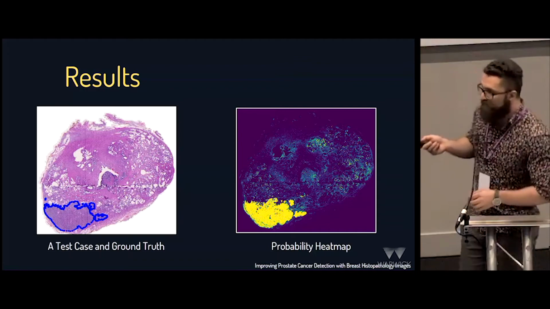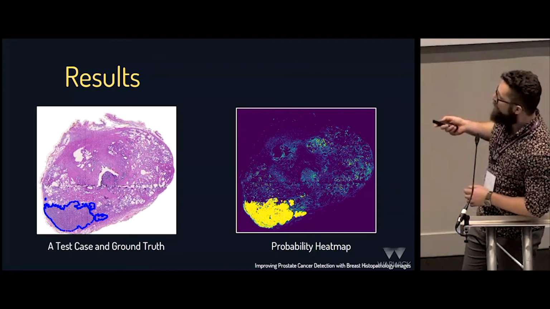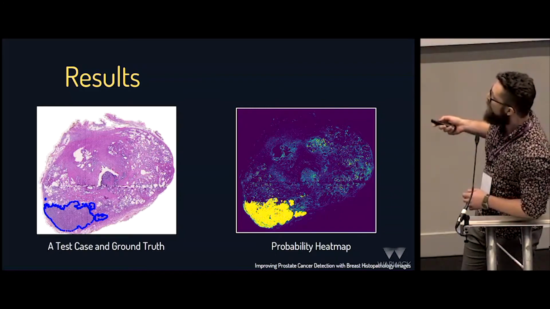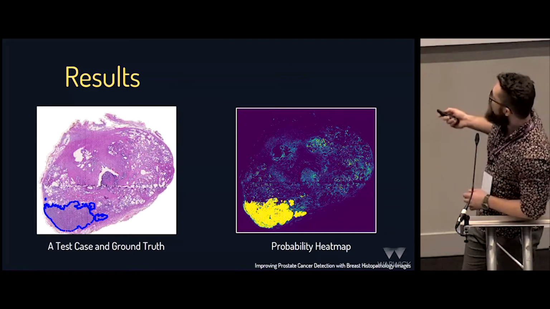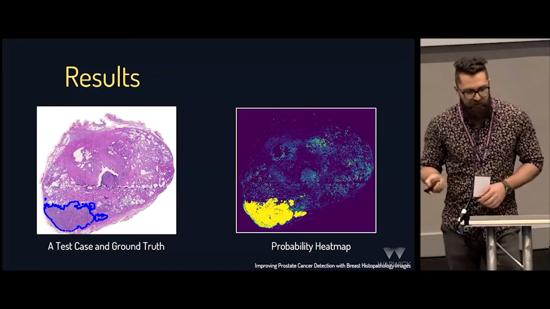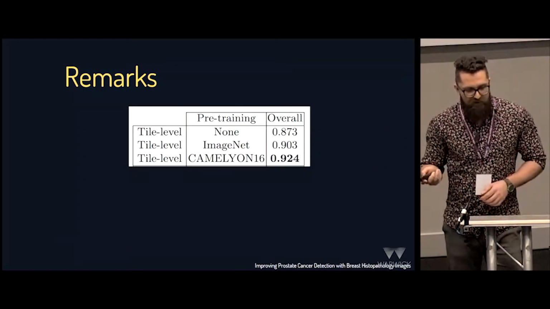So one visual example is that this is a test case that the model hasn't seen. This is the region, annotated the ground truth region, and this is the heat map, probability heat map prediction of our model. Some remarks.